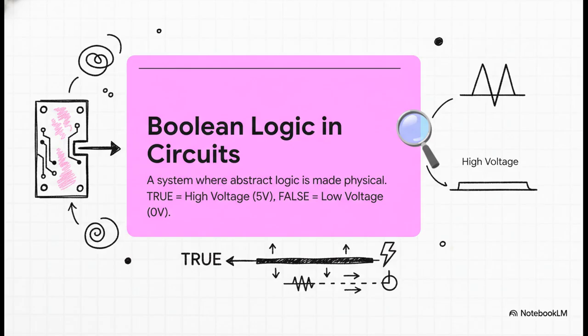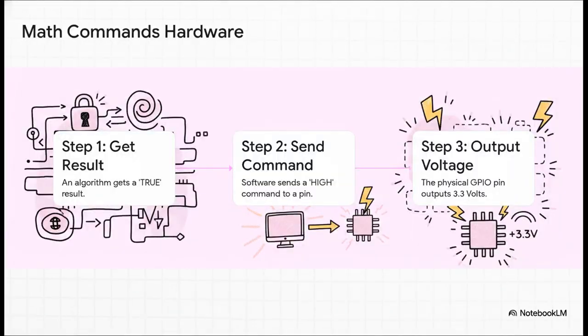A logical concept is now a physical electrical signal. So check out how this chain of command works. It's actually pretty straightforward. First, you've got your crypto algorithm, right? It does its number crunching and spits out a true. The software sees that and goes, okay, true means high.